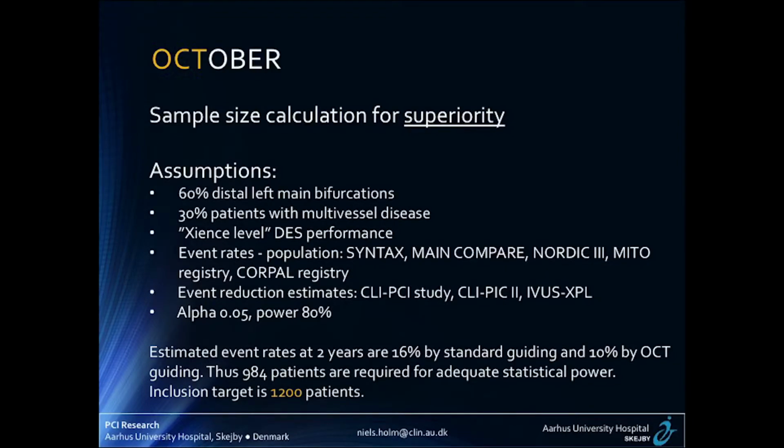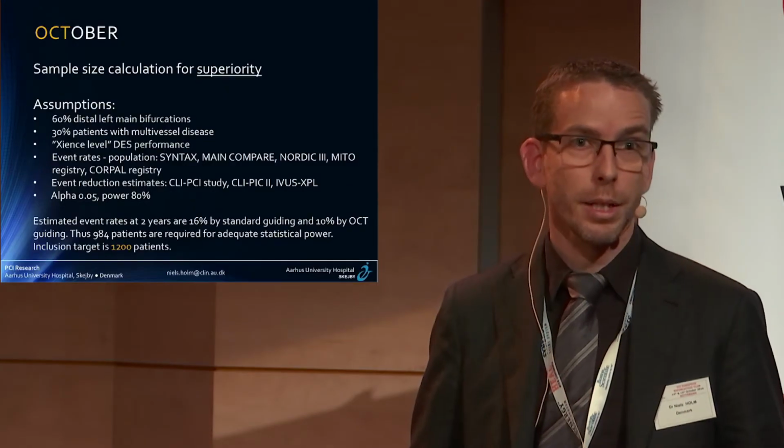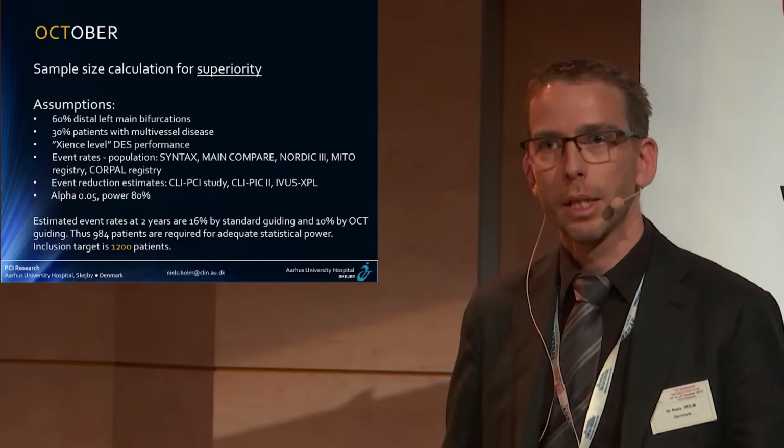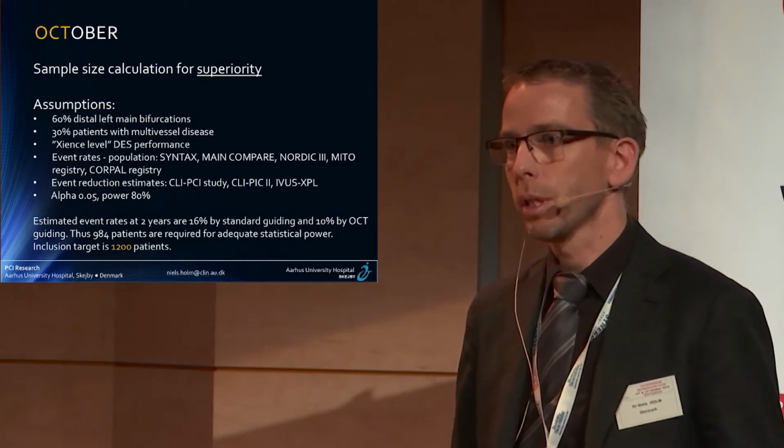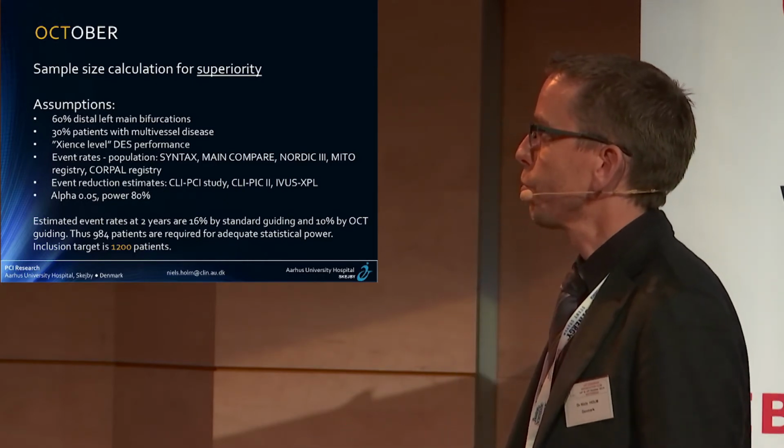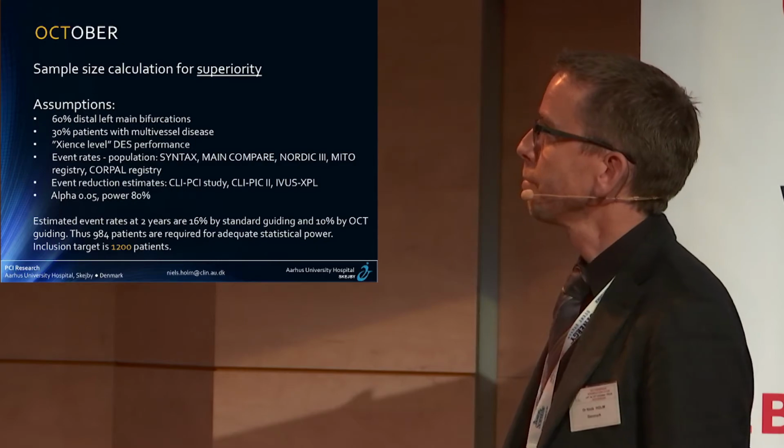We have a sample size calculation. We end up with 1,200 patients, and we can always debate if that is enough. If we look at the recent CLI PCI studies and the IVUS XPL, we are very encouraged, and we are quite sure that we'll be able to show this with this number of patients, but it is an adaptable design, so we will have a pre-specified interim analysis to check whether it's an appropriate number of patients during the study.